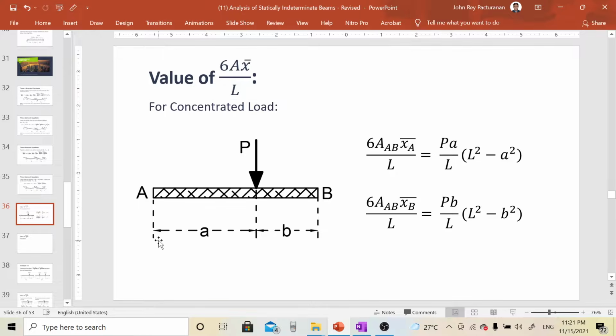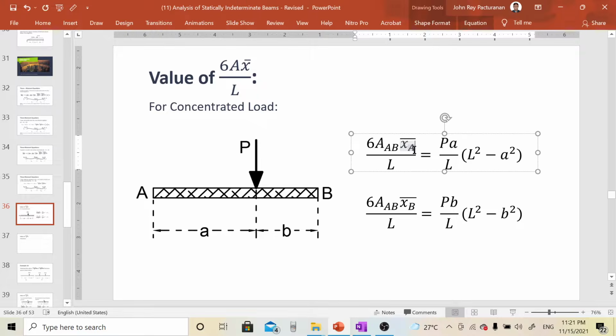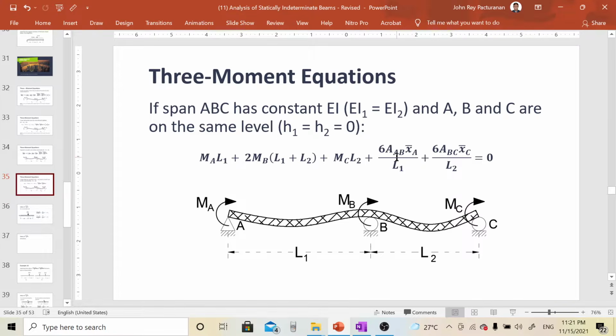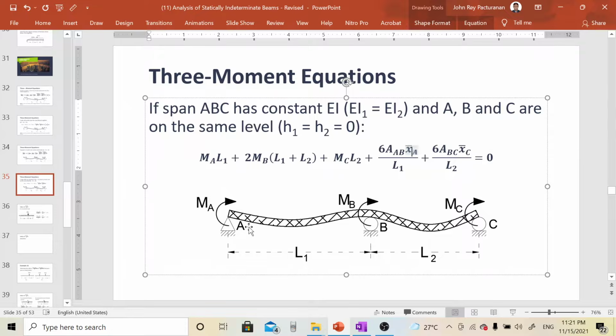So this is the constant. For the concentrated load, let's say we have a load P, and this is span A and span B. The distance from point A is small a, and the distance from point B is small b. It is important that you write properly, especially the subscript of the x-bar. That is one of the most important things in writing the three-moment equation. Many students make mistakes in the three-moment equation simply because they improperly wrote that. Let me repeat: 6 A_AB x-bar A, it is always A because that is the left end of our span, and here C is the rightmost end. It is important because if it becomes letter B, the value is different.